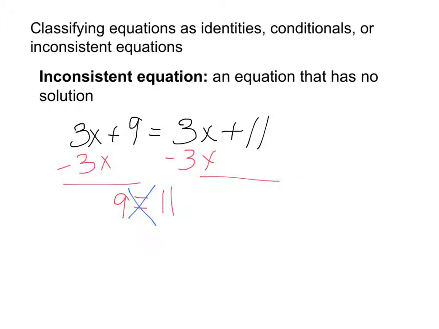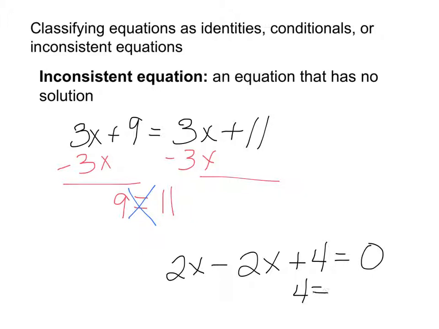This is what happens when we have an inconsistent equation. We get some statement that is false. Maybe 9 equals 11, it may be 0 equals 8. Other examples, and these may seem silly, but if we looked at 2x minus 2x plus 4 equals 0, this is like saying 4 equals 0, which again we know is not true.